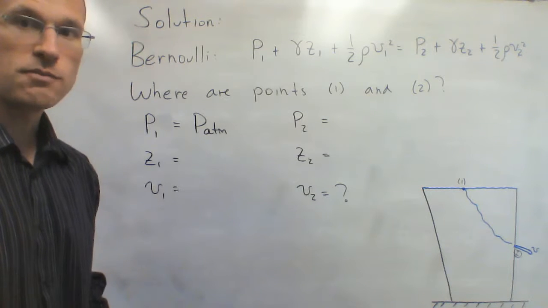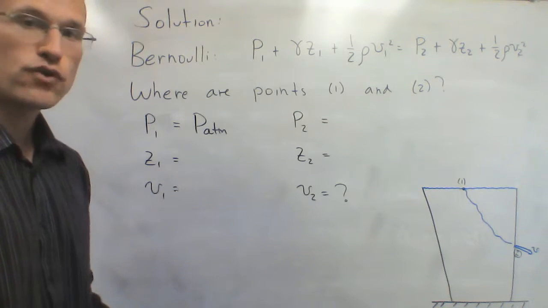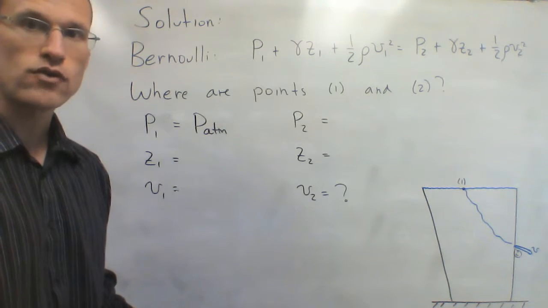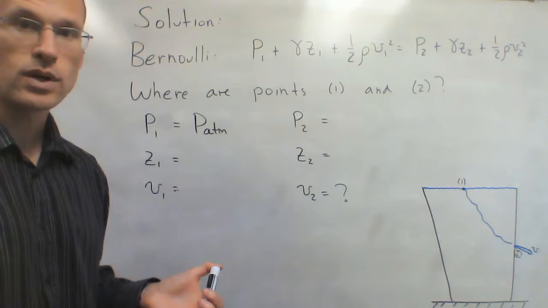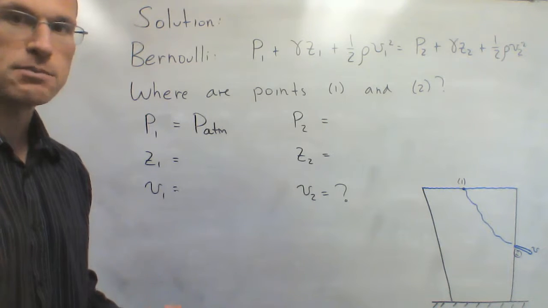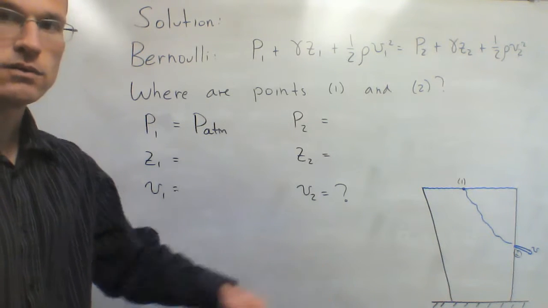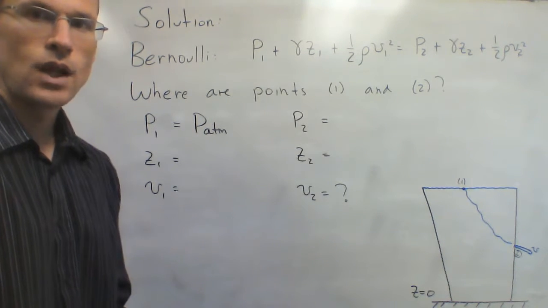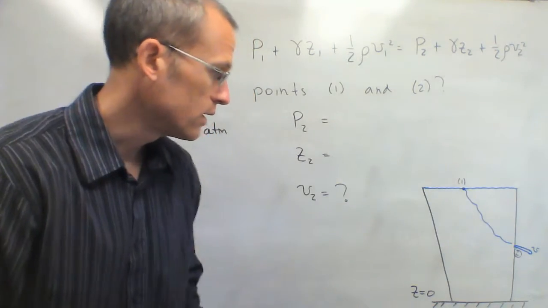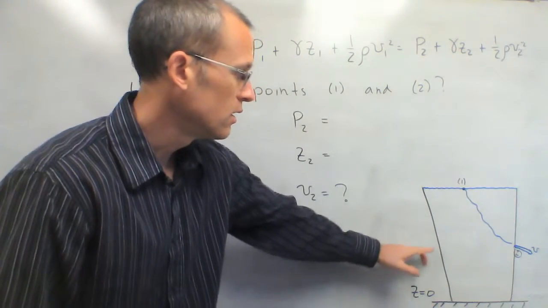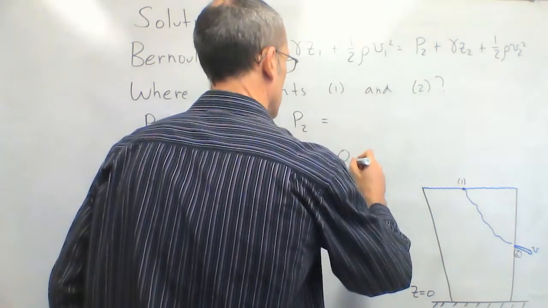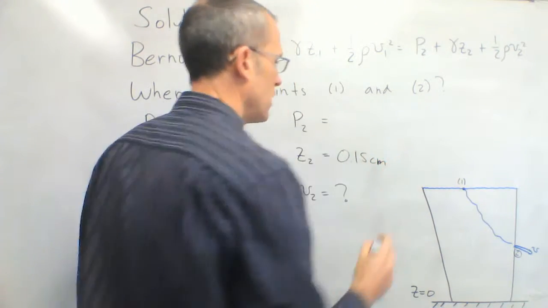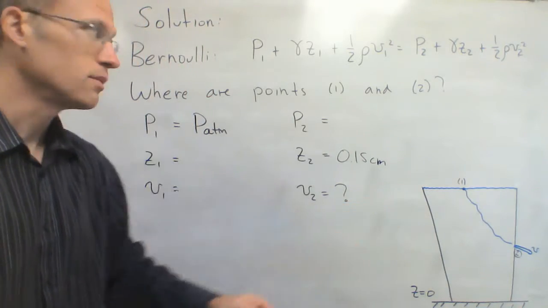In terms of my z's, I'm free to pick z equals 0 wherever I want, but then everything depends on that one location. So what I usually do is pick z equals 0 to be the ground level. So I have z equals 0 down here. That means that z2 is going to be 15 centimeters. Means that z1 is going to be 30 centimeters.